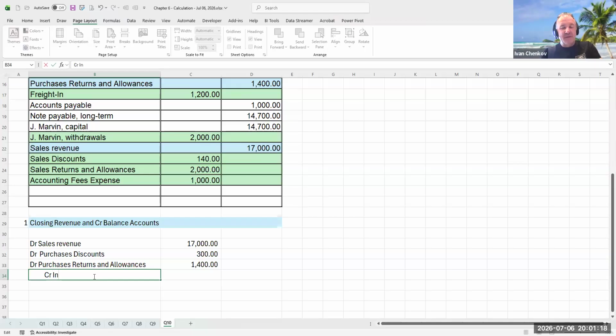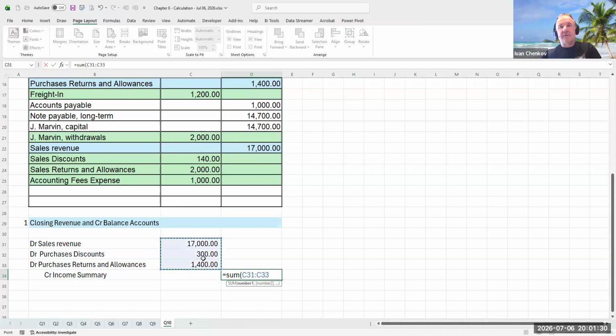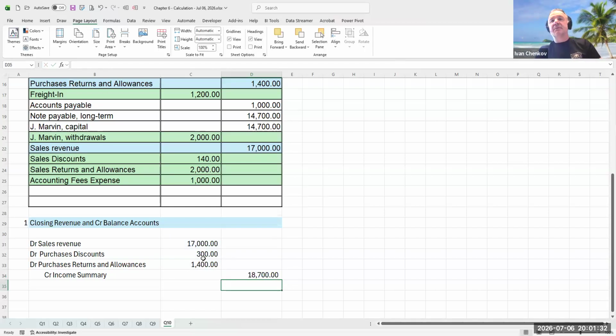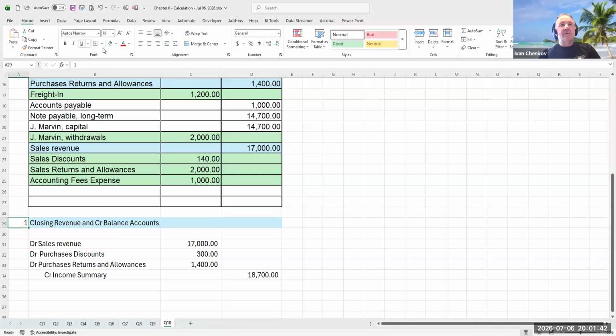Let's go. Income summary, and how much will the income summary be here? It will be the sum of all these numbers. So 18,700, we're done. The first step is done. Let's go with the next step. Let's highlight this one here with blue as well, and go with step 2.